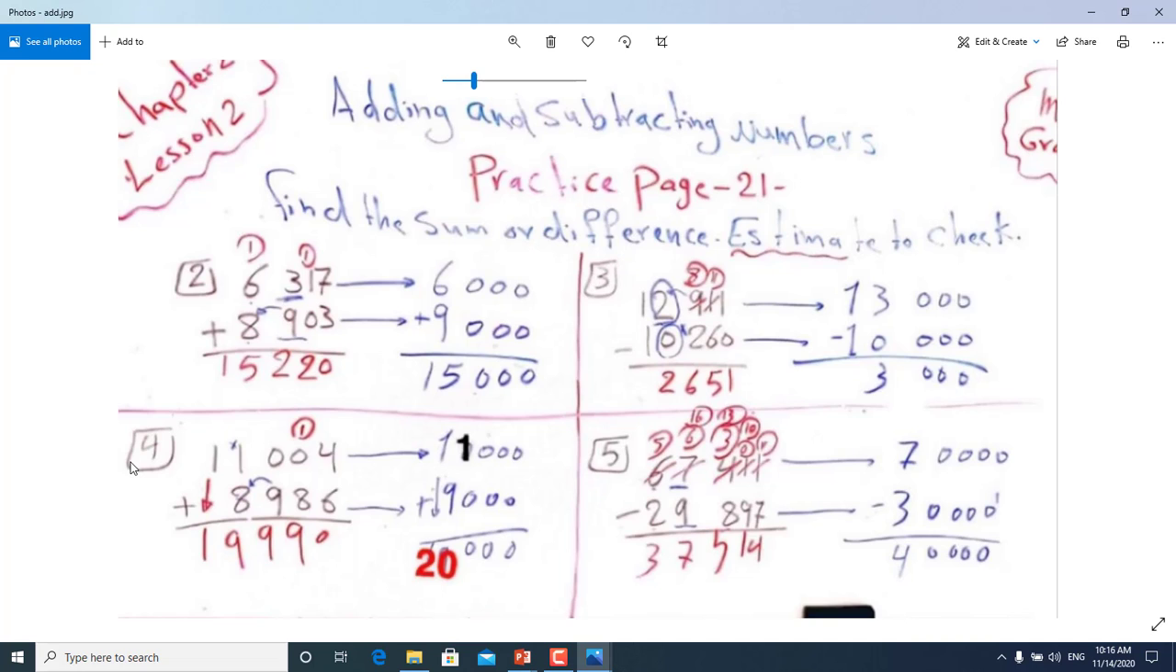And from there, we have number 4, 11,004 plus 8,986. Let's add. We start at the ones: 4 plus 6 is 10. 0, and 1 is regrouped. 1 plus 0 is 1, and plus this 8, it's 9. 0 plus 9 is 9. 1 plus 8 is 9, and this one, we don't have any number to add with 1. We bring it down, and we get 90,990.